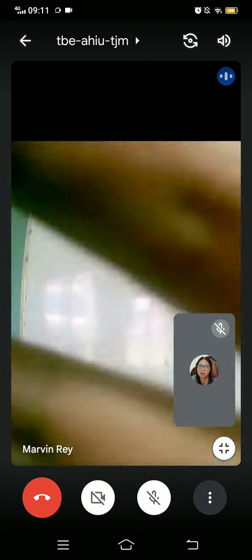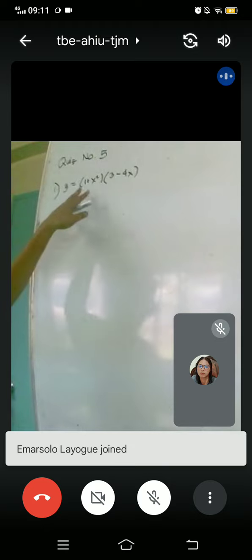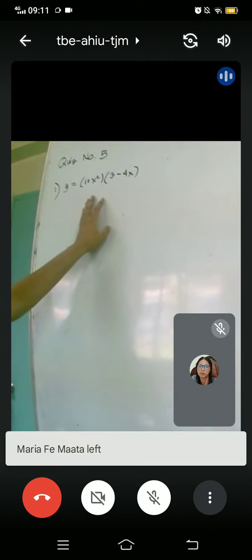Nag-solve na sila by using product rule, pero palya. And also some of you kay gidaritso nila differentiate sa sulod sa parenthesis, which is incorrect. Actually this is a product rule na question, but this can be solved by power rule. By how?